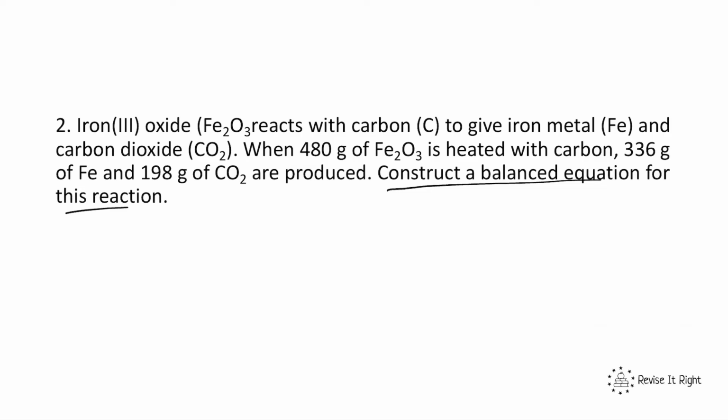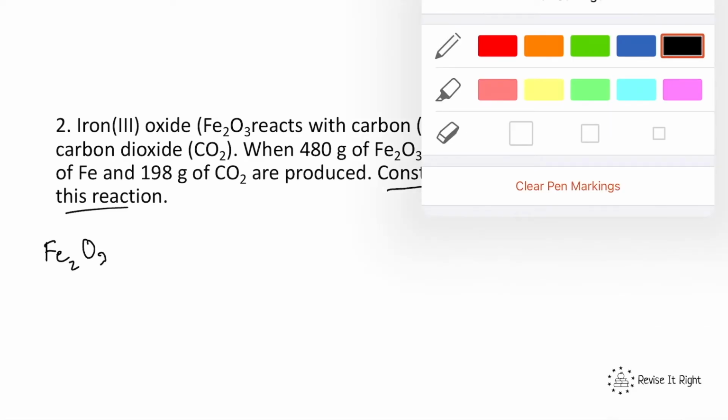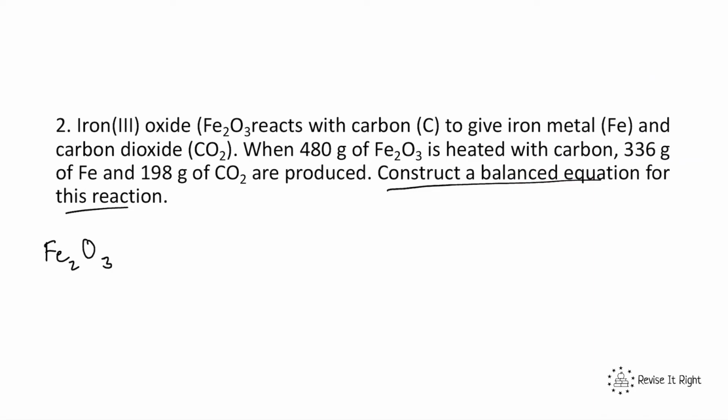So iron(III) oxide, which is Fe2O3. Okay, that's a very poorly written 3, so let's do that again. Fe2O3 reacts with carbon, which is C, to form just our iron metal, which is Fe, and carbon dioxide, CO2. Now we need to write out our masses underneath each of them.